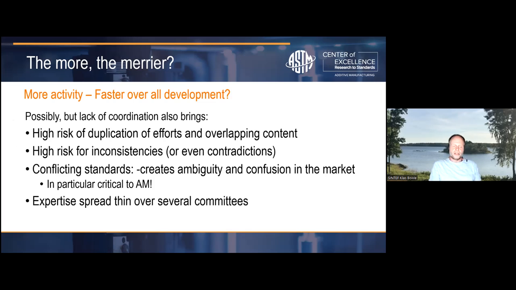And then there are not that many experts in AM, real experts in AM in reality. So it could be spread thin. Maybe there are not as many as would be needed in each committee. Some experts are developing competing standards in different committees, which is also a waste of effort.